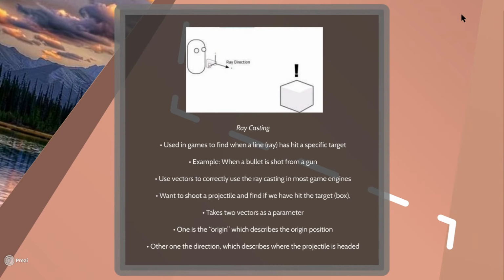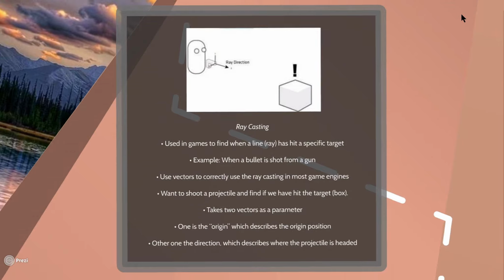Raycasting is a common technique used in games to find when a line ray has hit a specific target. A common example is when a bullet is shot from a gun. As you can see, the raycast function takes two vectors as parameters. One is the vector origin, which describes the origin position of the shot in the game world. The other is the ray direction, which describes where the projectile is headed.